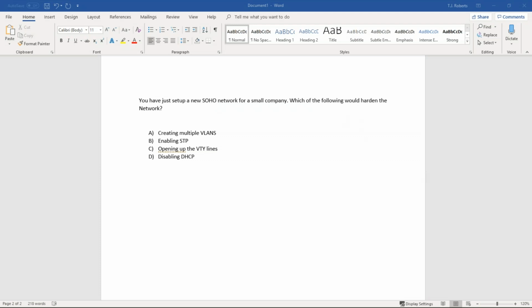But okay, so it looks like we have an answer so far. Does anyone else have any? Kelly says disable DHCP. What else do we have? Any other guesses here? Kelly, why do you believe that disabling the DHCP would harden the network? Someone else, give me a guess. Even if you're just guessing, take one. Matthew says static addresses.